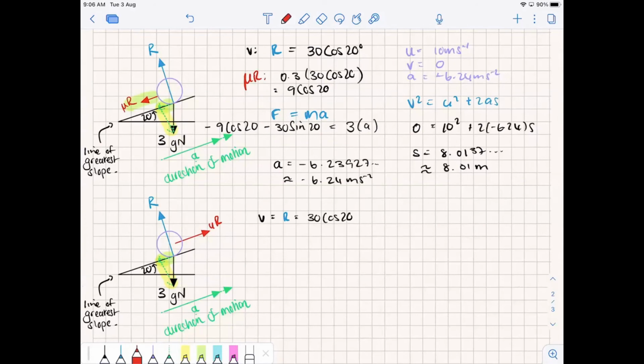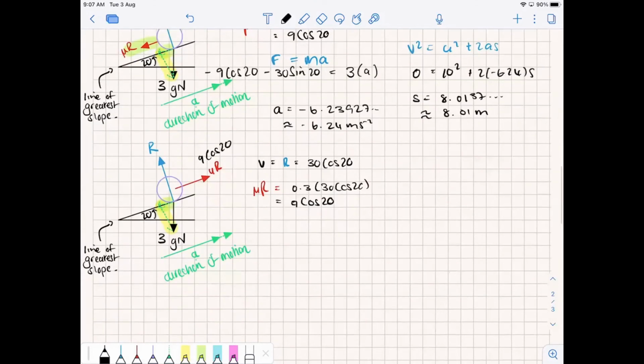Right, that can work out the friction force. And it's going to be the same because it's the same coefficient. So 0.3 times 30 cos 20 gives me 9 cos 20. So this is my friction force here, 9 cos 20. I need to compare that to the force going down the hill. So what's the force going down the hill? Right, the force going down the hill is that 30 sine 20.